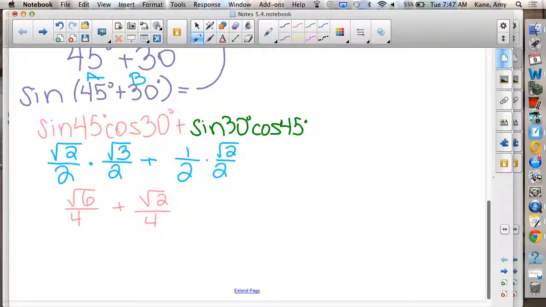And then the last thing that we can do to simplify this: these both have a 4 in common. So we could pull out the 1/4 and separate it from the radicals, because the 1/4 is a whole number. So these really have a 1/4 in common. I'm just pulling that out and letting the radicals be in the back.